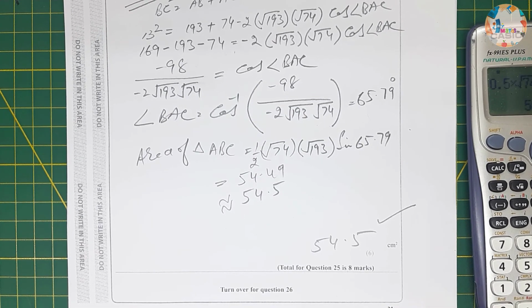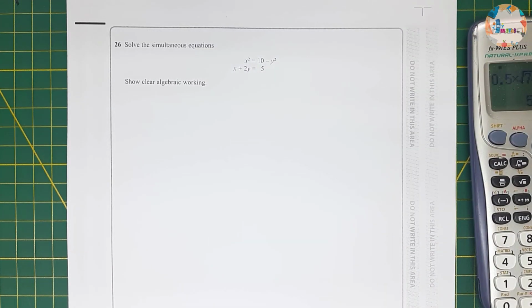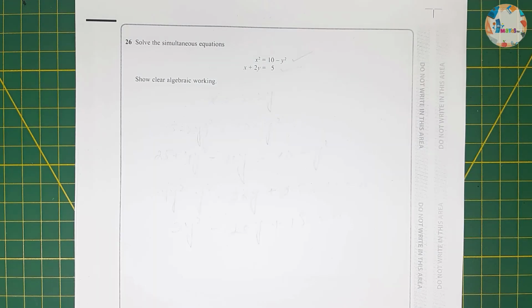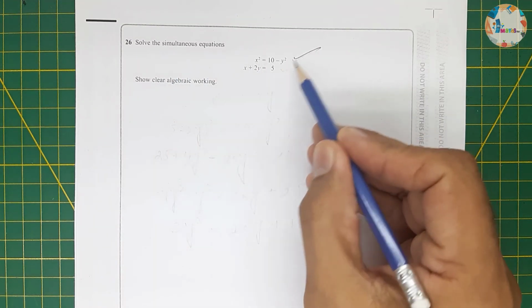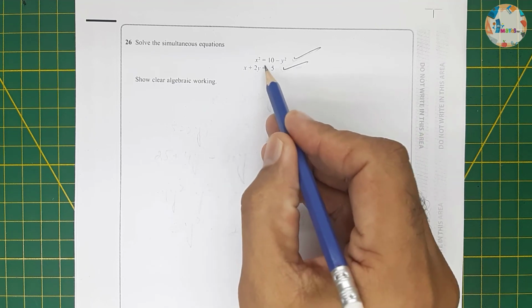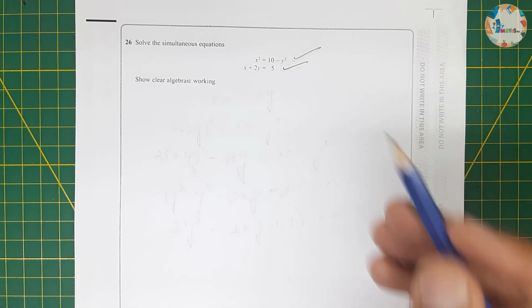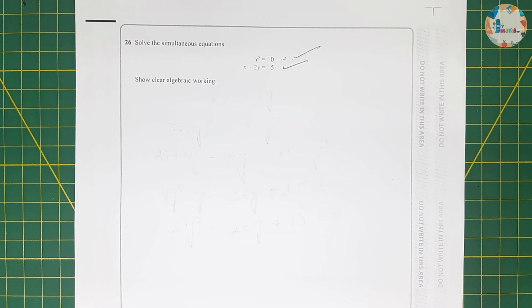Hopefully you understand this question as well. Now question number 26, we have to solve. Question number 26, solve the simultaneous equations. Two equations are provided. So we can use substitution method to solve this.